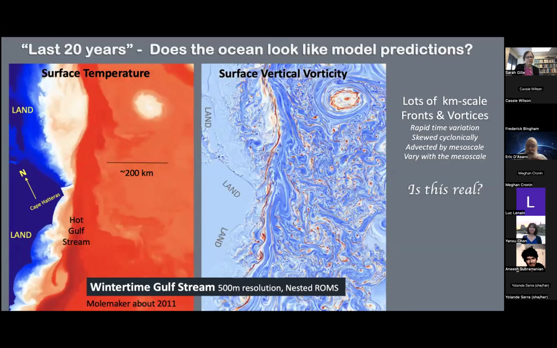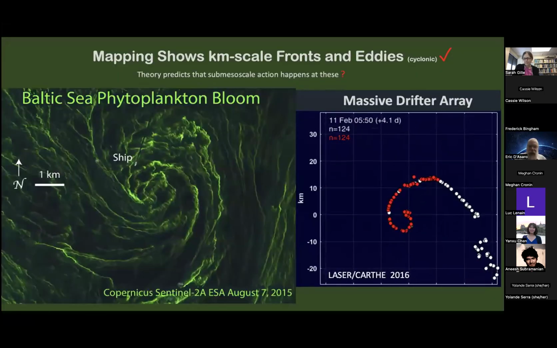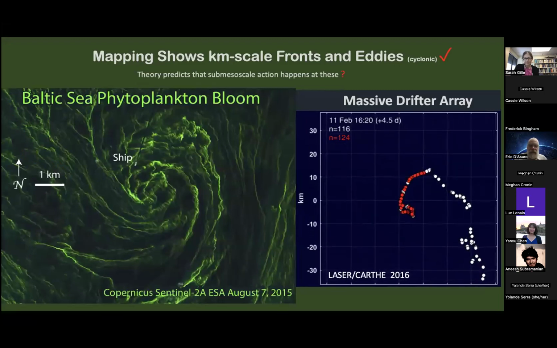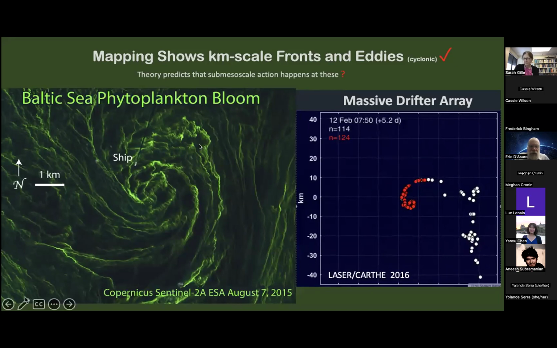Do we really see this in the ocean? And the answer is yes. Here are some simple examples. We've known for a long time that if you look at things like chlorophyll or other small scale quantities, there are fronts in the ocean. They have very fine resolutions. That's a kilometer. That's a ship. This is in the Baltic Sea. There's a cyclone here, and then there's all these different fronts here. So that's sort of like what you see qualitatively.